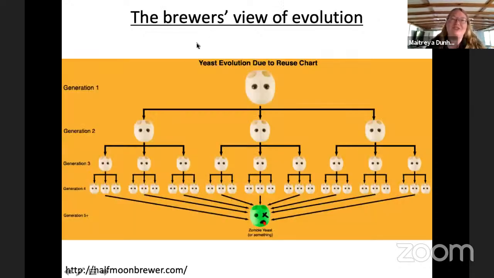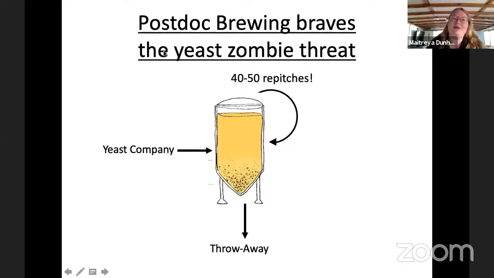I came across this great figure on a brewing website, which is what happens if you reuse your yeast too much. You eventually make zombie yeast or something. And nobody wants zombie yeast, right? Except Tom Schmidlin, the head brewer at Postdoc Brewing. He was the first person I started this collaboration with, and we've now expanded to a few more breweries, which I'll tell you about. But when I met Tom, I was astonished to learn that he reuses his yeast for 40 or 50 brews instead of the 5 to 10 that's much more typical.